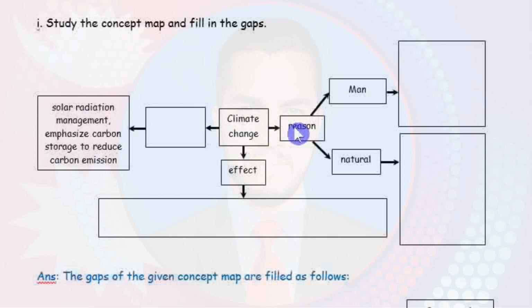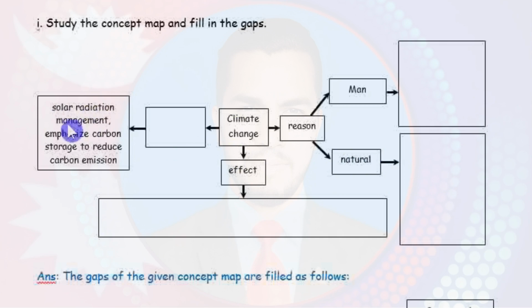Reasons of climate change are there. Reasons are of two types: man-made and natural. I think "made" has been missed here while typing. So due to man, what are the man-made activities? And here, what are the natural activities of climate change?